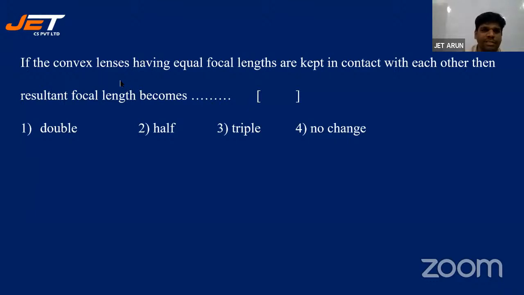If the convex lenses having equal focal lengths are kept in contact with each other, then the resultant focal length becomes? Two lenses in contact, then what happens to the resultant focal length? These are all the foundation questions for intermediate students.